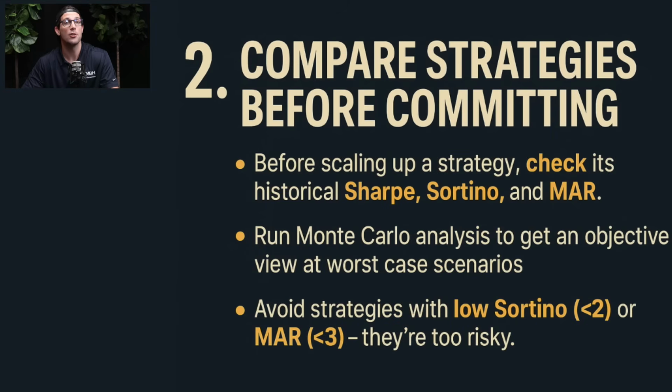2, compare strategies before committing to them at full size. Before scaling up your strategy, check its historical Sharpe ratio, Sortino ratio, and MAR ratio. Run these through a Monte Carlo analysis to get an objective view of the worst case scenarios. Avoid strategies with Sortinos below 2 and MARs below 3. They're just too risky and not worth it.